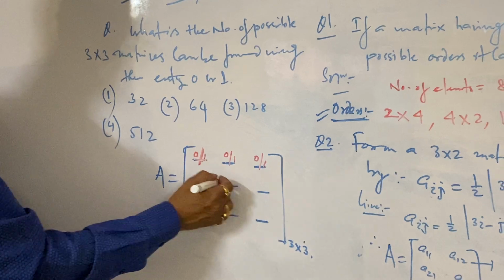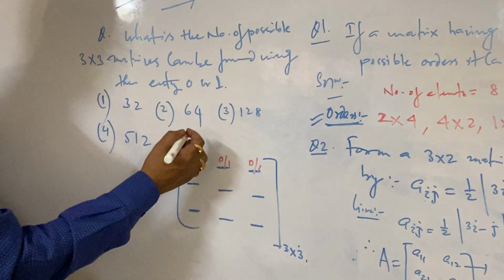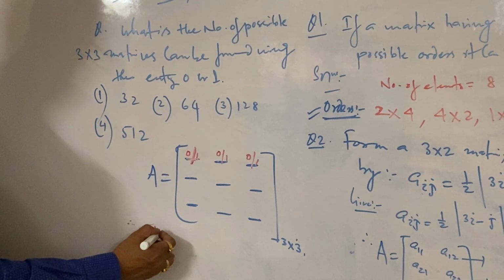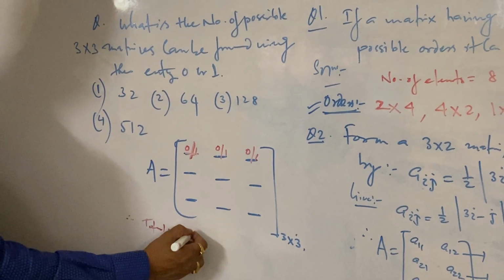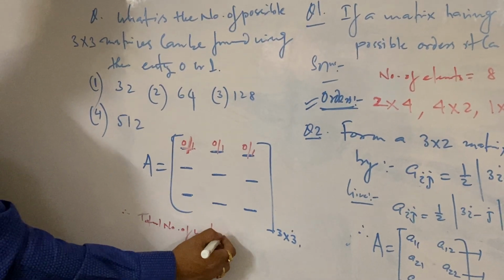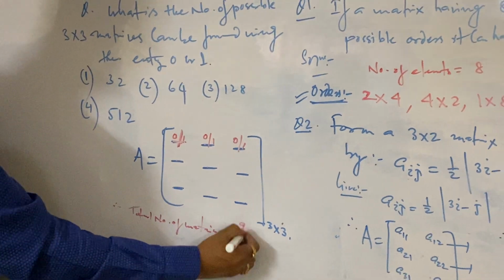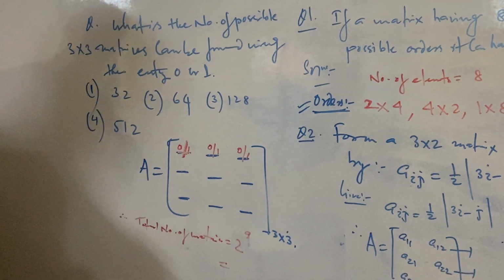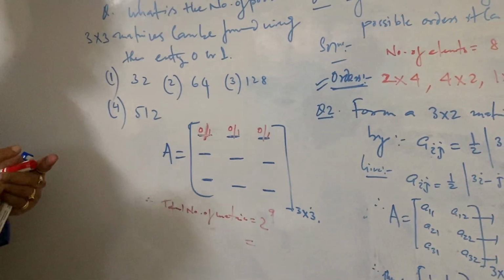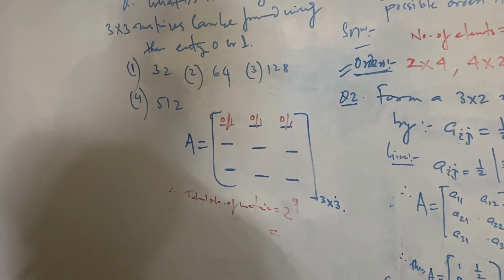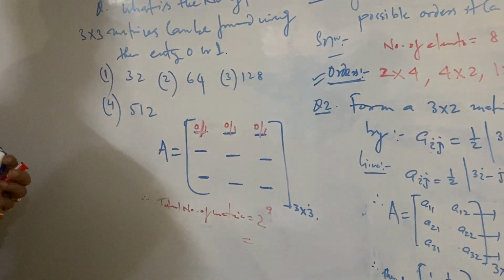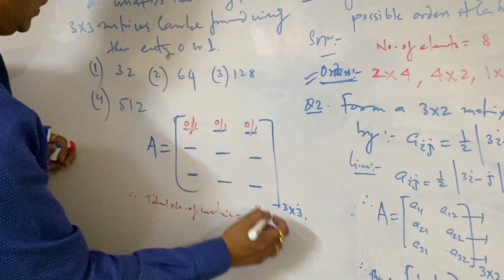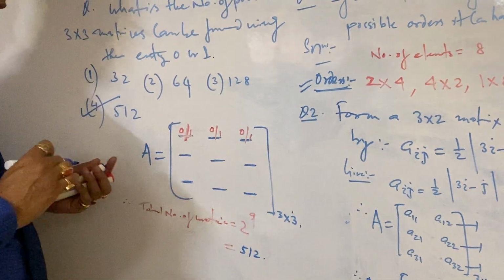So total how many elements are there? 1, 2, 3, 4, 5, 6, 7, 8, 9. So 9 elements are there. So the total number of matrices which can be formed is 2 to the power 9. Why 2 to the power 9? Because each element can be entered in 2 ways. Either you can put 0 or you can put 1. So we have 9 elements. So altogether it will be 2 to the power 9, which comes to 512. So option 4 is the correct answer for this.